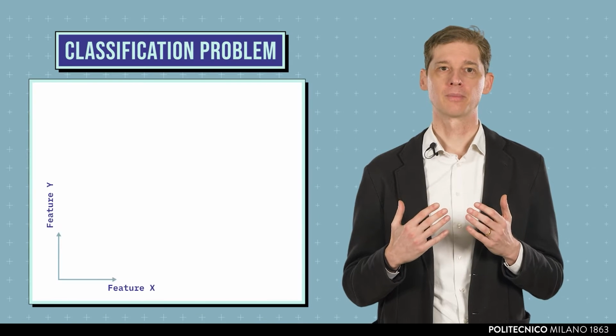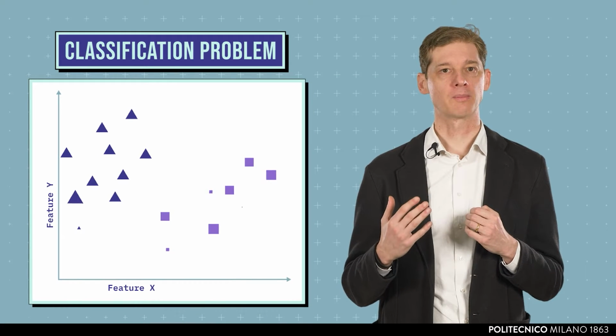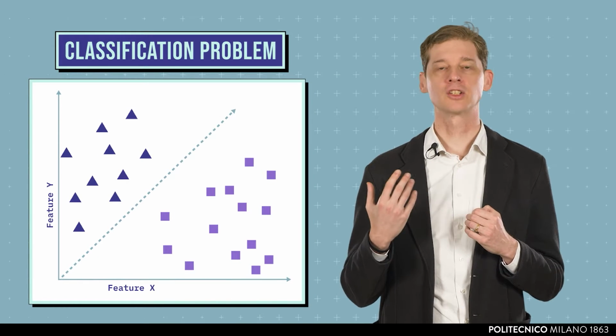On the other hand, when we want to understand if an email is spam, or we want to recognize an object in an image, or also we want to find the genre of a song, we are dealing with a classification problem. That is a supervised learning problem in which we want to predict a discrete class label.